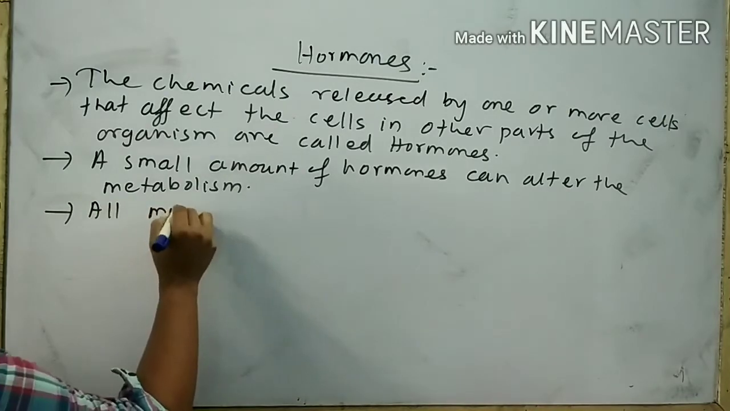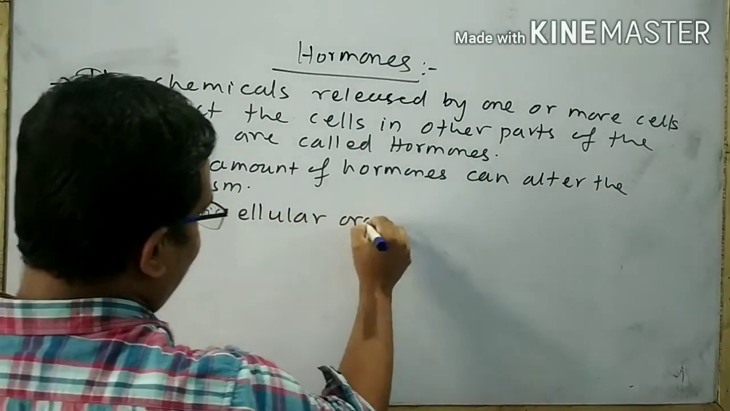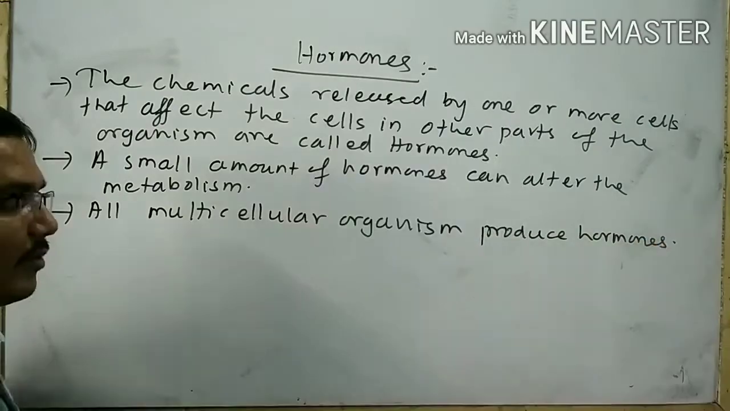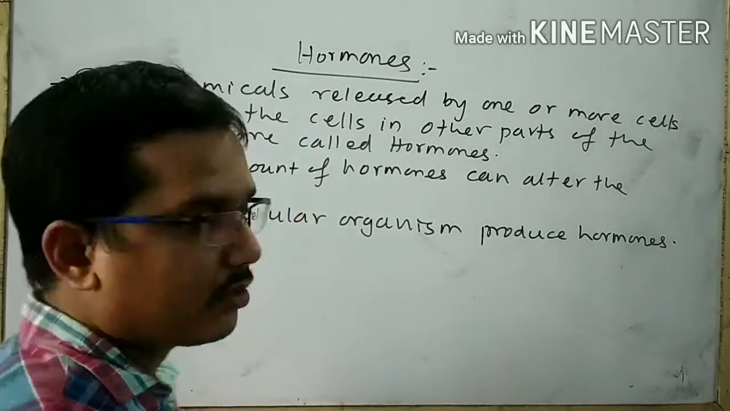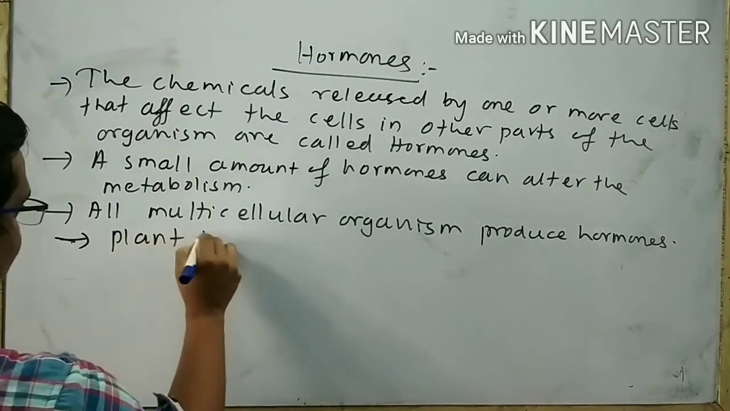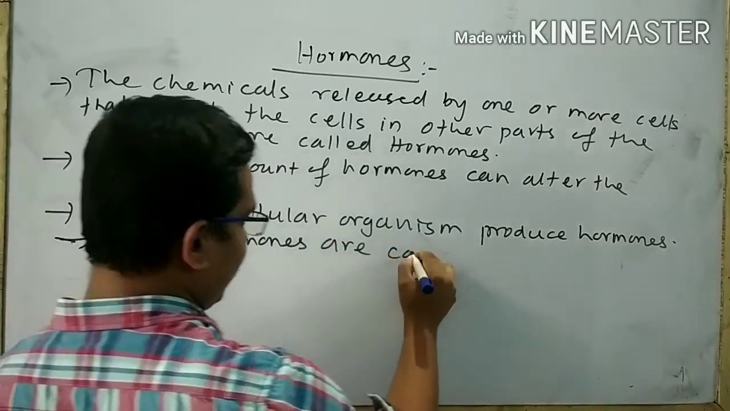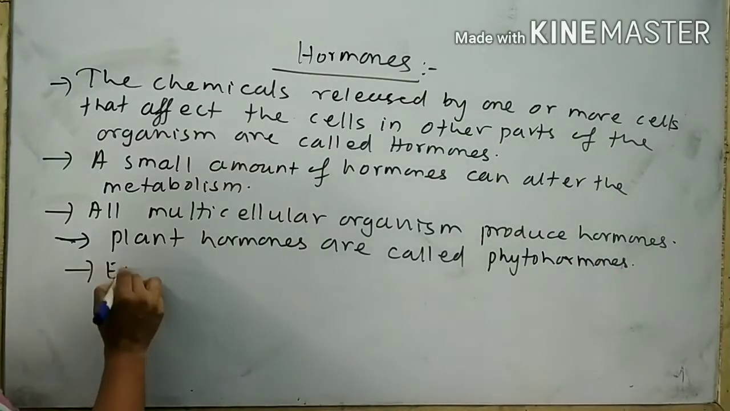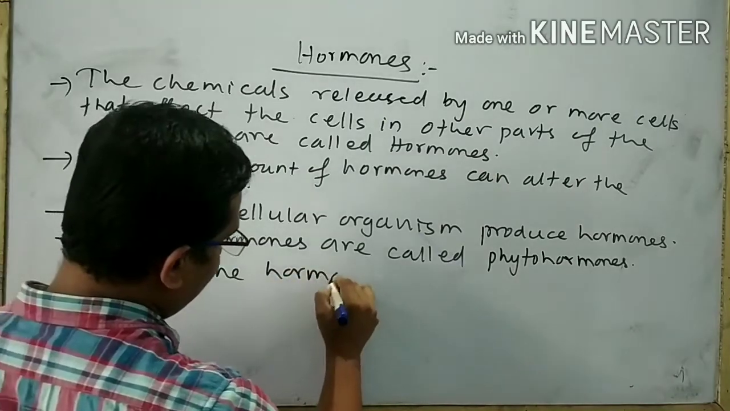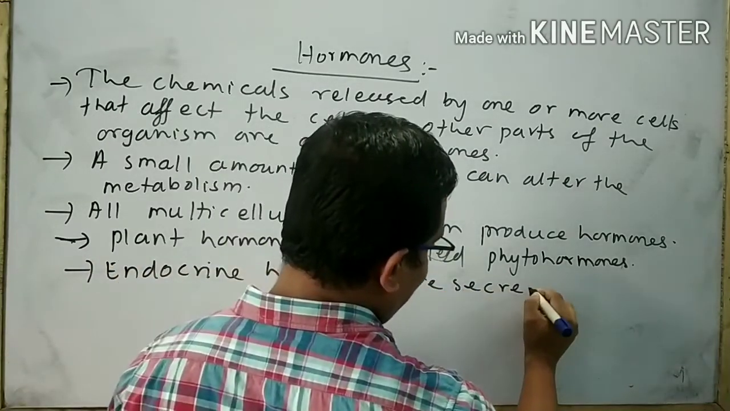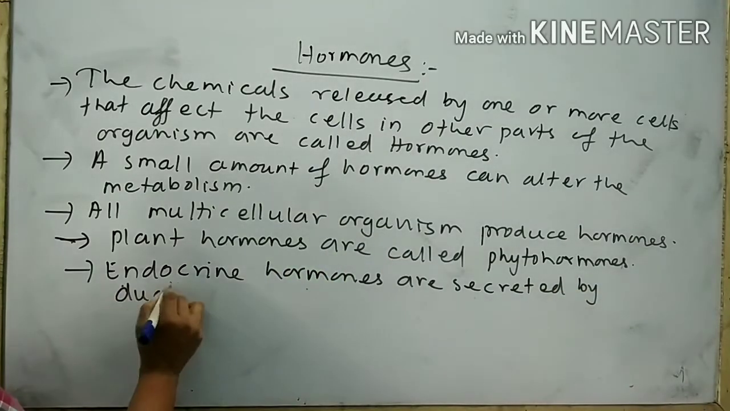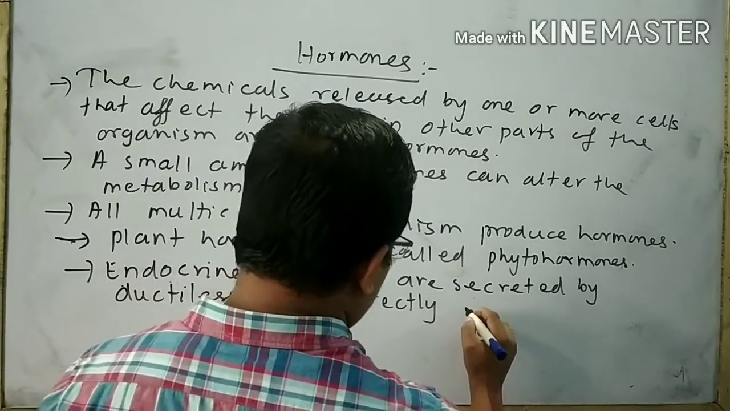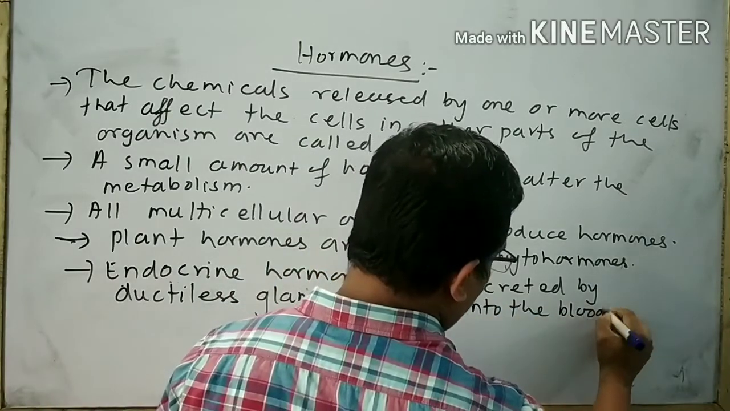All multicellular organisms produce hormones. Next point is your all multicellular organisms produce hormones. In case of plants, the hormones are called phytohormones. So you can write plant hormones are called phytohormones. Remember an important point: endocrine hormones are secreted by ductless gland directly into the blood streams.